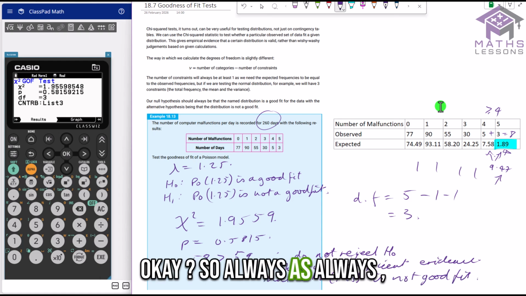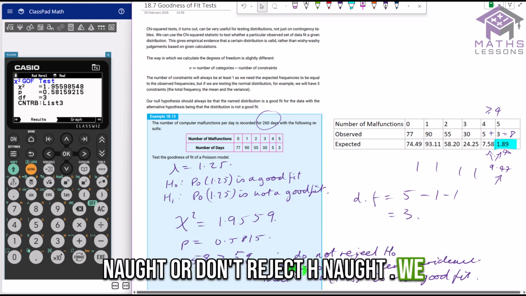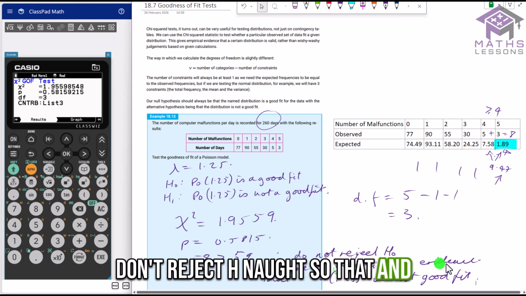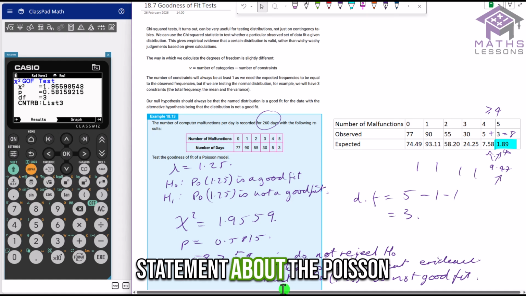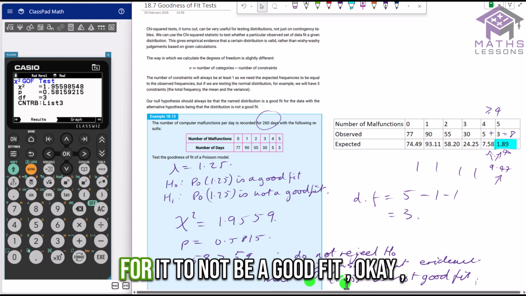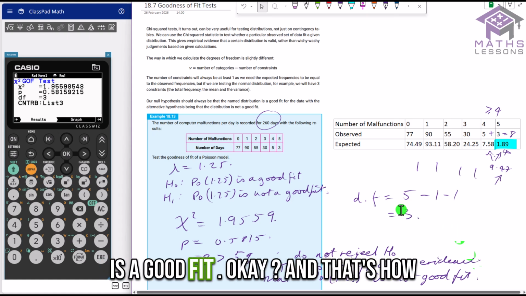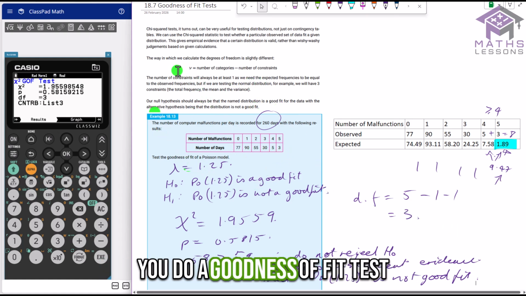So as always, initially we decide whether we reject H0 or don't reject H0. We don't reject H0, and then we make a real world statement about the Poisson distribution not having enough good evidence for it to not be a good fit, rather than categorically stating it is a good fit. And that's how you do a goodness of fit test.